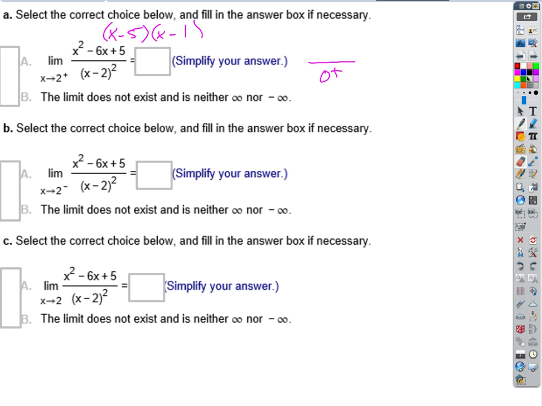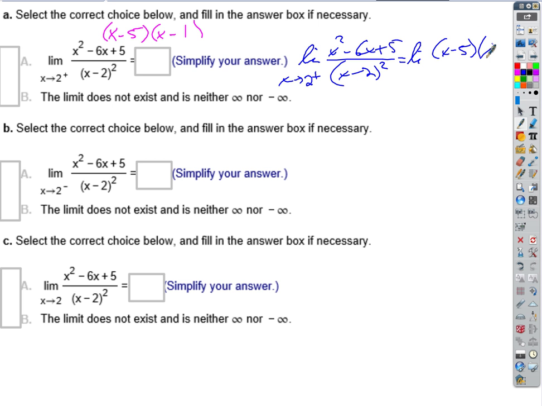Right, so when we take this function, if I want to take the limit, we've got to follow the sign rules. So if we have the limit of x squared minus 6x plus 5 over x minus 2 squared, as x approaches 2 from the right, I've got to factor the top and factor the bottom, right? On the top, we already did this, we're going to get x minus 5 times x minus 1. On the bottom, we get x minus 2 squared. Now we can assign signs to all these.